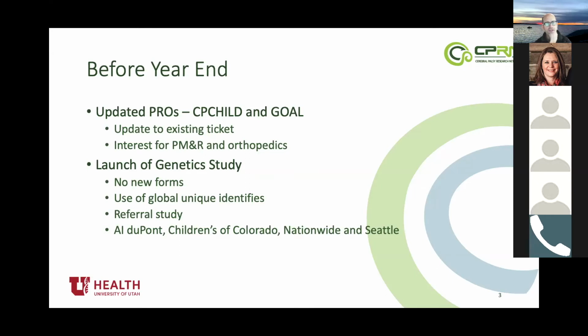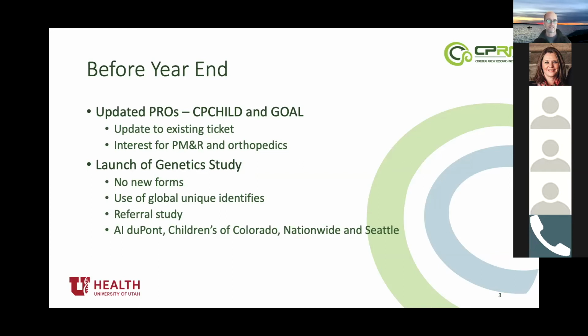Okay. The other thing I think it's valuable for you to know is we're launching a big NIH-funded study on the genetics of CP. The format of this is sites will refer people to the study. So let's say you're Dr. Wade Schrader at AI DuPont. You've got a kid who has an unknown form of cerebral palsy.